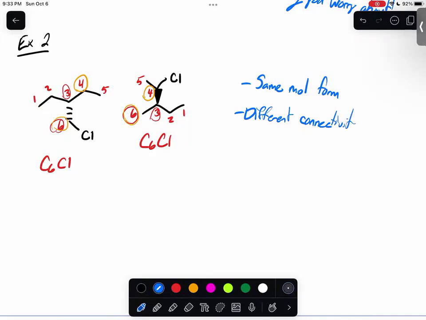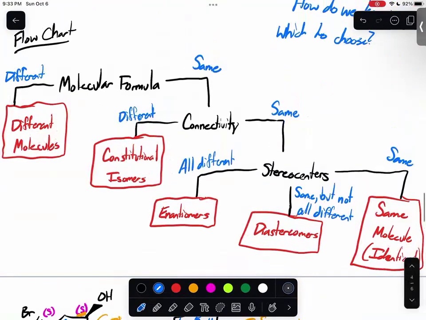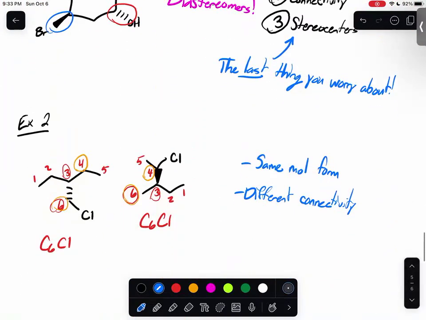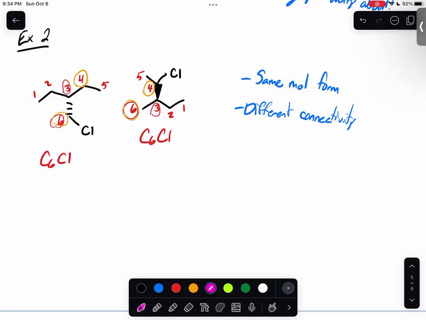right? The good news is I don't care about any of the stereochemistry because we never got there on the flowchart. Because if we take a look at that flowchart once again, same molecular formula, different connectivity is immediately constitutional isomers. All right. So these, in fact, are constitutional isomers.